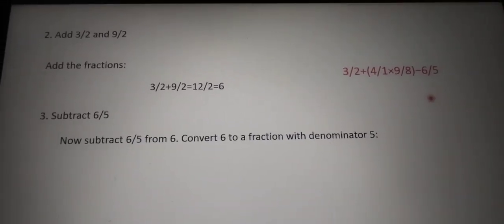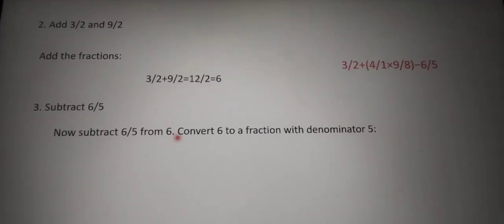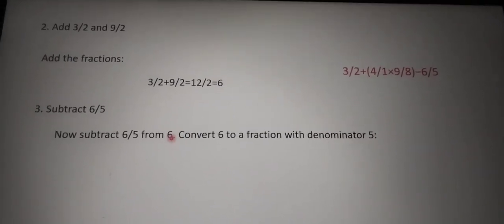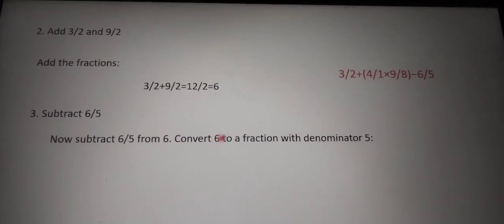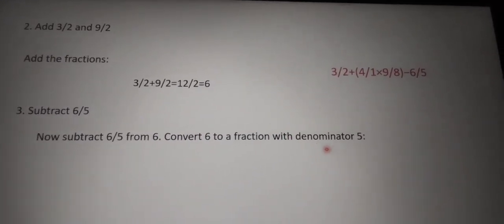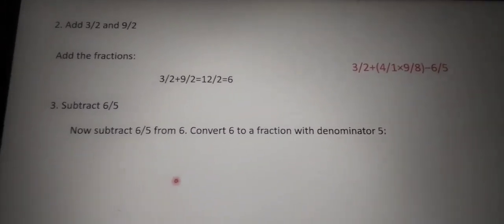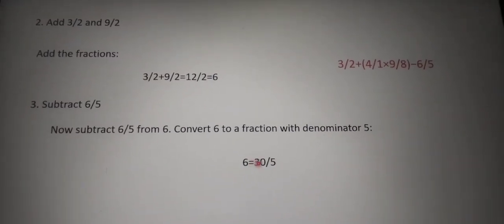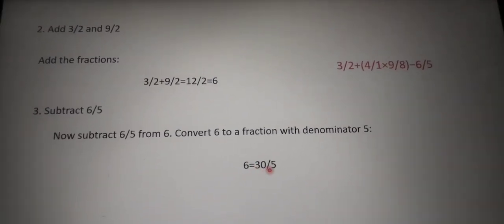So when we subtract 6 over 5 from 6, 6 is not a fraction, so we're going to have to convert 6 into a fraction with the denominator 5 so that it can work. To convert it, we're going to multiply by 5 over 5, which gives us 30 over 5.